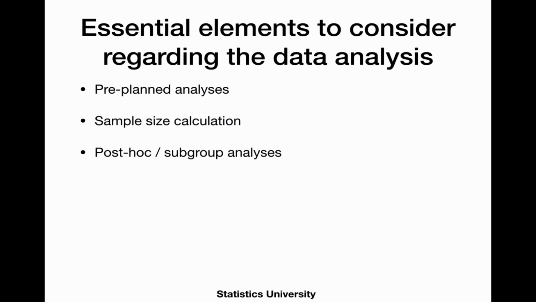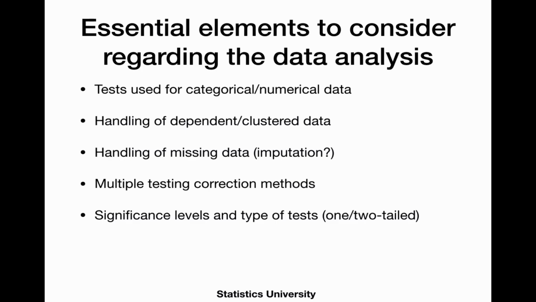So, essential elements to consider regarding the data analysis are pre-planned analyses, sample size calculations, and post hoc or subgroup analyses. We also need to think about the tests used for categorical or numerical data, handling of dependent or clustered data, handling of missing data, so we could think about something like imputation, multiple testing correction methods, and the significance levels used for different types of tests, including whether we use one or two-tailed tests.